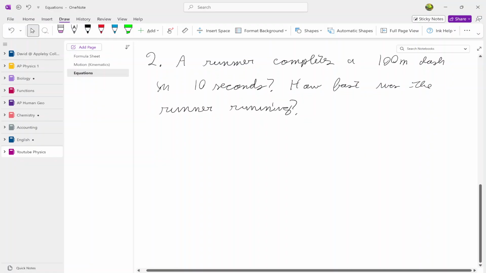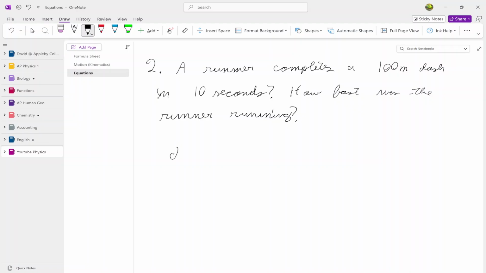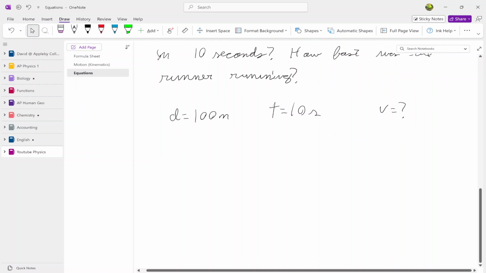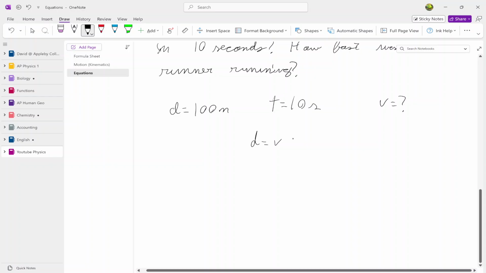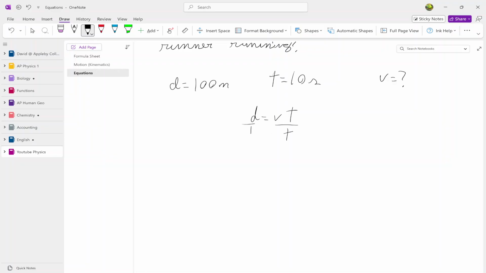You obviously got this. So let's state the info that the question provides us with. So we have a distance or displacement, doesn't matter, of 100 meters. Okay, there you go. And then time of 10 seconds. Wow, this guy's pretty fast. And then it's asking us for the velocity. So again, we have the same three variables, but now we're trying to find velocity. So obviously you got this. We isolate for the variable. So you divide by t, and you'll get v equals d over t.